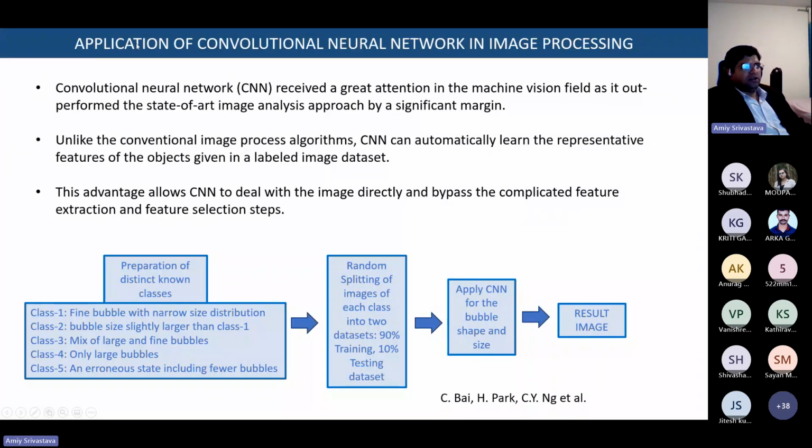So what we did basically, we applied a convolutional neural network in image processing. I will call it CNN throughout. CNN received great attention in the machine vision field as it outperformed state of the art image analysis. I have already talked about it. Unlike conventional image processing algorithms, CNN can automatically learn the representative features of objects given in a labeled image dataset. This advantage allows CNN to deal with the image directly and bypass the complicated feature extraction and feature selection.